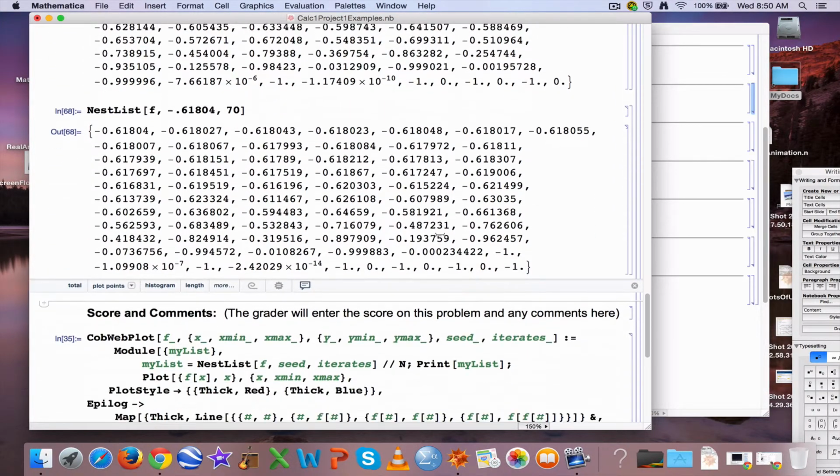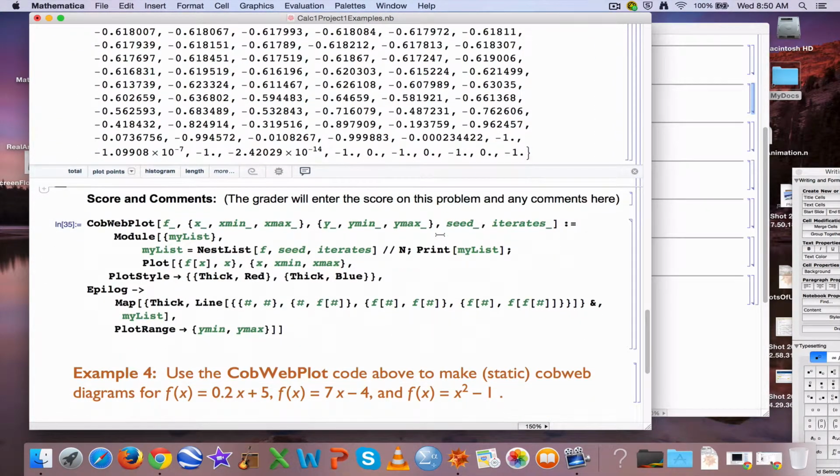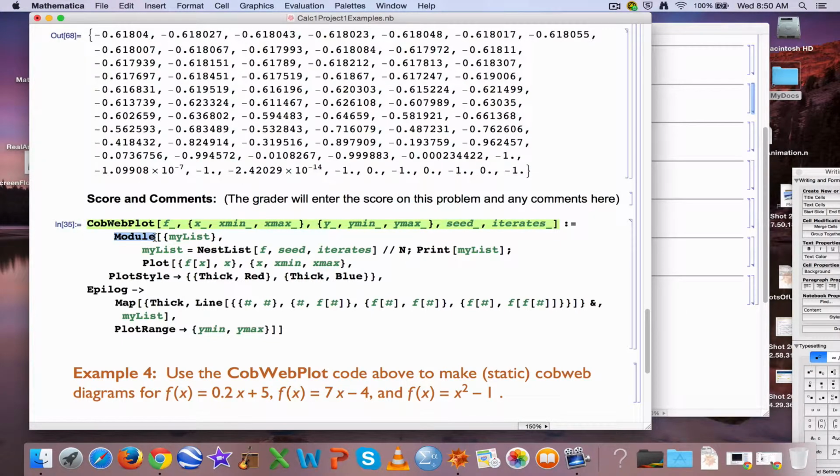All right, now the new stuff. What do I have down here? I've got essentially a little Mathematica program that I made with this command called Module that can be used to make little programs. I'm creating a new Mathematica function that I'm calling CobWebPlot.